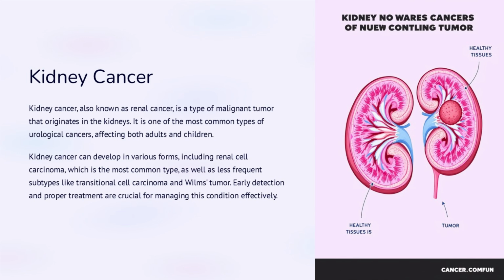Kidney cancer is a type of malignant tumor that originates in the kidneys, one of the most common urological cancers. It can develop in various forms, with renal cell carcinoma being the most common type, as well as less frequent subtypes like transitional cell carcinoma and Wilms tumor. Early detection and proper treatment are crucial for managing kidney cancer effectively. The slide includes a detailed illustration of the kidney anatomy with a cancerous tumor, which helps visualize the condition. I'll provide an overview of the key facts about kidney cancer, its different forms, and the importance of early detection and treatment.